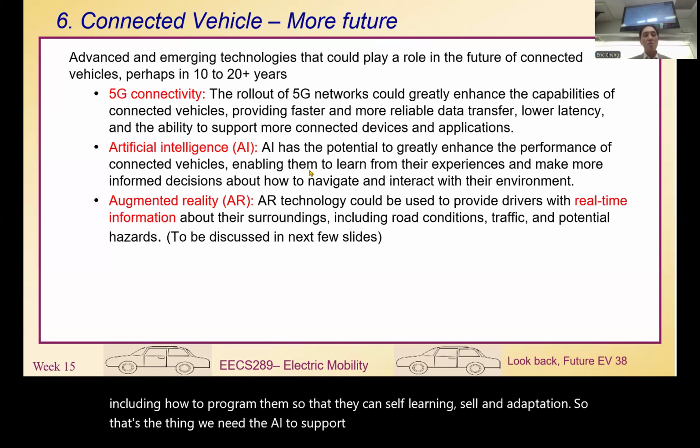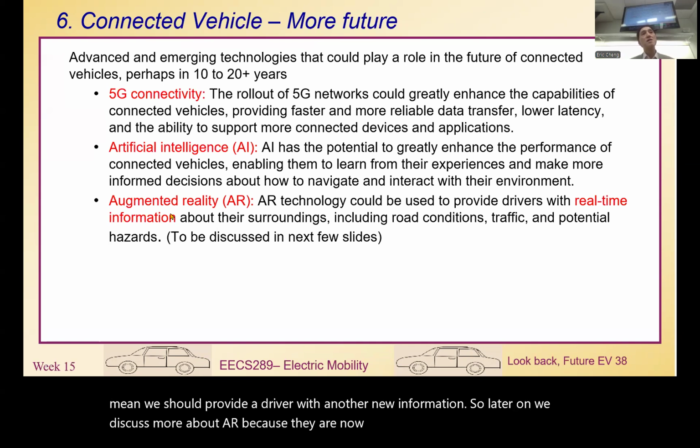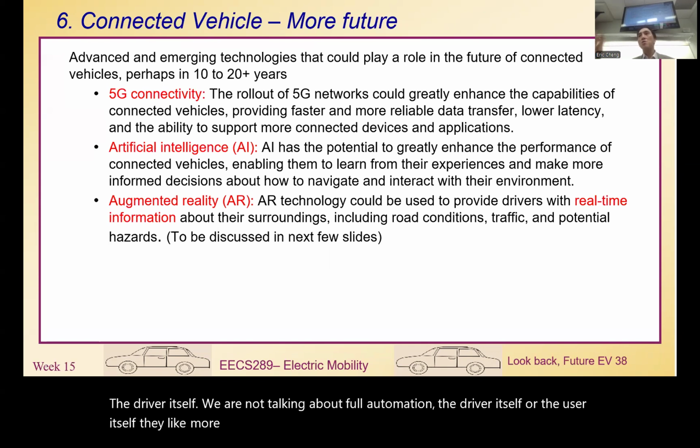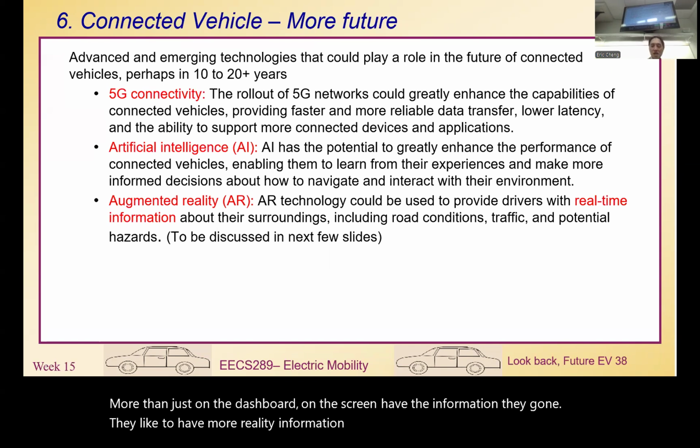And AR, augmented reality. That means we should provide a driver with a lot of new information. Later on, we discuss more about AR, because they are now getting important. The driver itself, we are not talking about full automation. The driver or the user, they like to have more information. Rather than just on the dashboard, on the screen, they like to have more reality information. So it's called the AR. Later on, we talk about it in more detail.